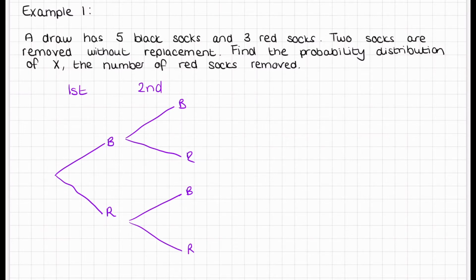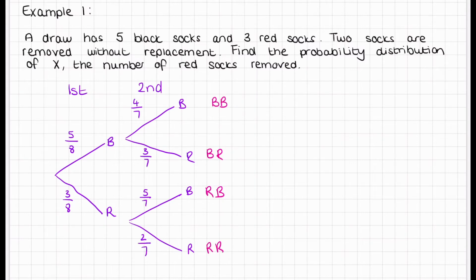Our probabilities, there are 5 black socks and there's 8 socks in total, so we've got 5 out of 8 for the first sock and 3 out of 8 for the reds. Now if we pull out a black first time, the probability of a black on the second would be 4 out of 7, because we have 4 black socks left and 7 in total, and then there would be 3 out of 7 for the reds. Now if a red got pulled out first, then we'd have 5 out of 7 for black and 2 out of 7 for the reds. Our outcomes, this one would be black, black, black, red, red, black, and red, red.